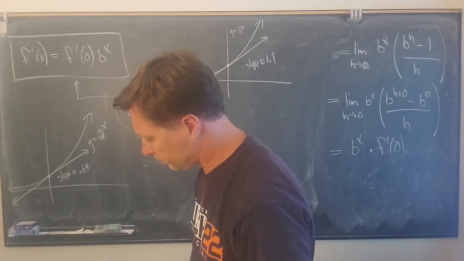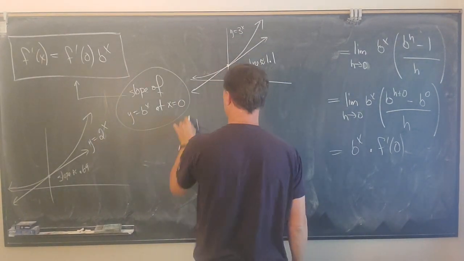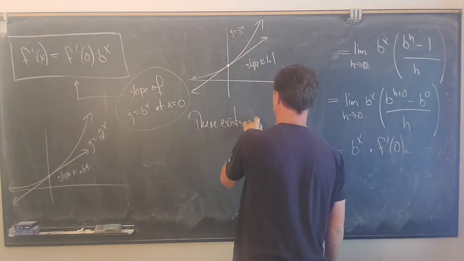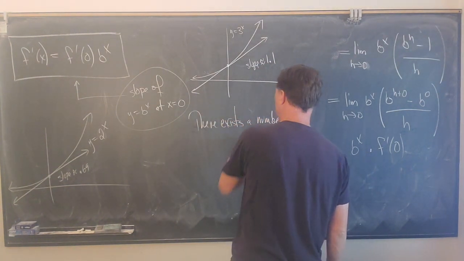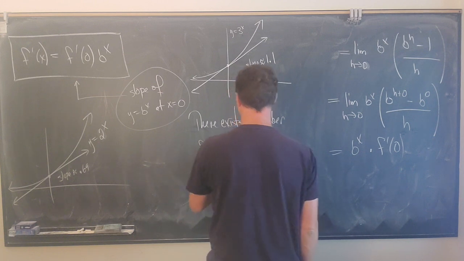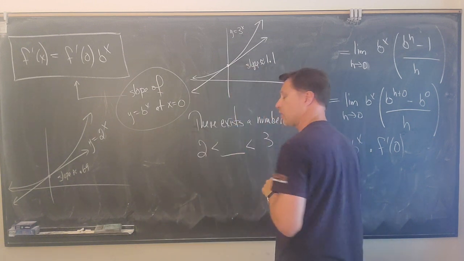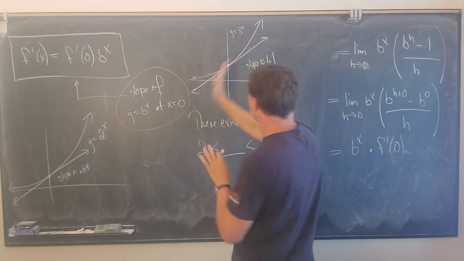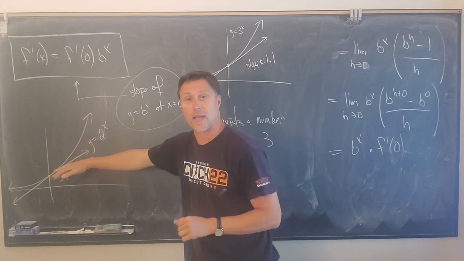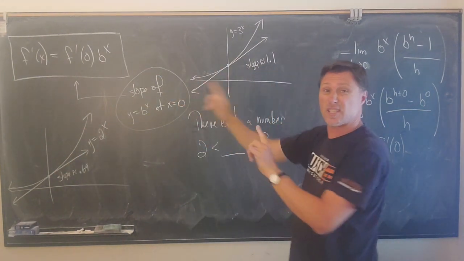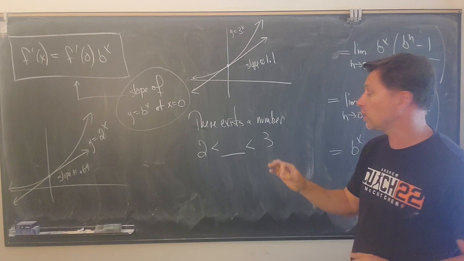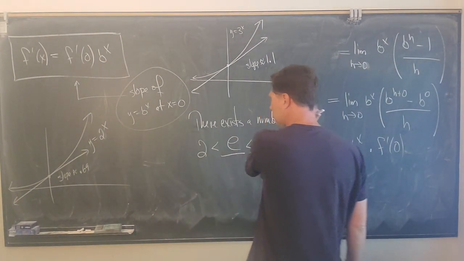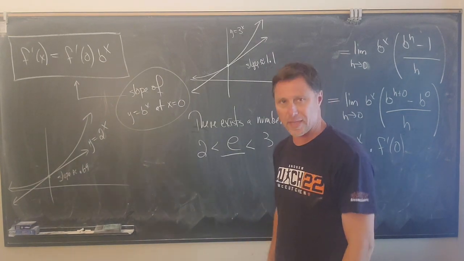And so, there exists a number, and it's going to be some number between 2 and 3. We need to have a good name for this number. Some number between 2 and 3, such that the slope is exactly equal to 1, right? We start at 0.69, the slope increases. Somewhere in between 2 and 3, there's a number that gives us a slope equal to 1. And a good choice for that number is the letter e, right?